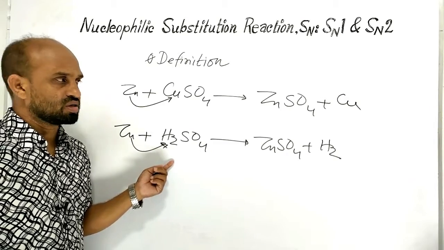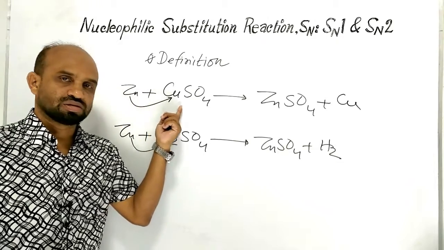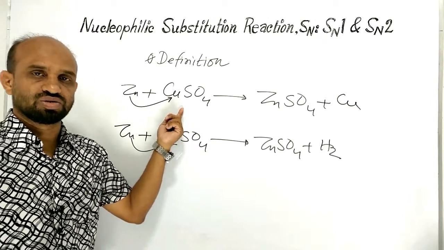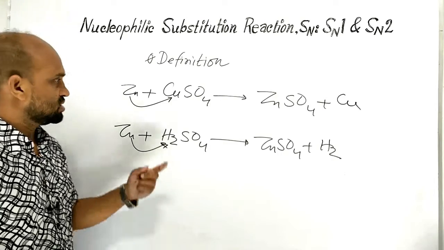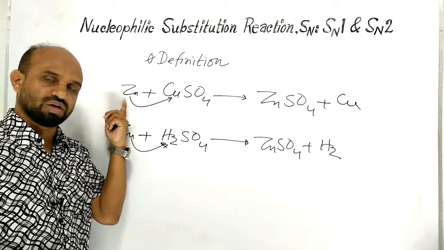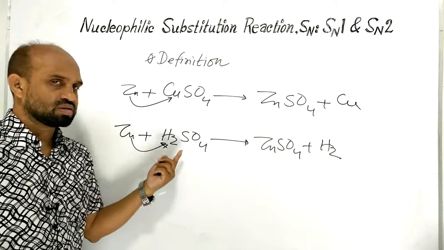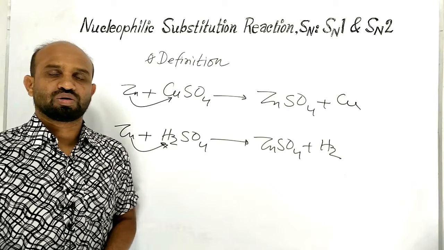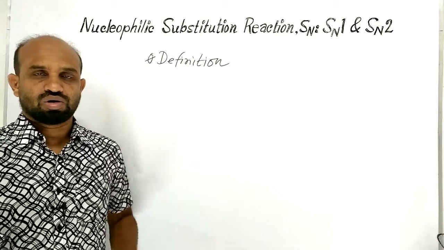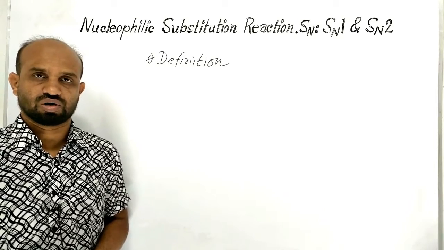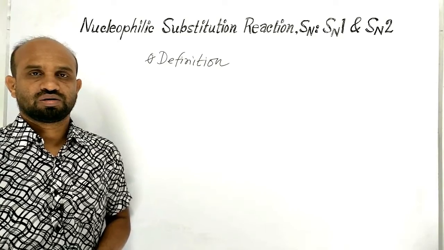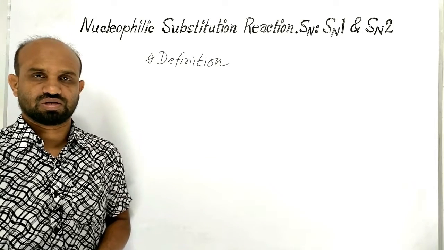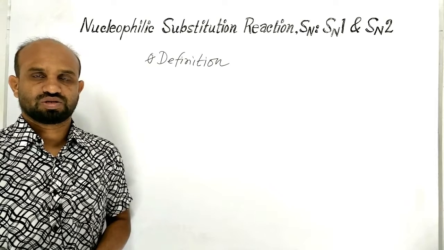The definition is: the reaction in which one element substitutes another element from a compound is known as a substitution reaction. When this is a nucleophile, then the reactions will be nucleophilic substitution reactions. Let's see examples of nucleophilic substitution reaction. In organic chemistry, nucleophilic substitution reaction involves an alkyl halide and an aqueous solution of an alkali like sodium hydroxide or potassium hydroxide. Let's see nucleophilic substitution reactions.